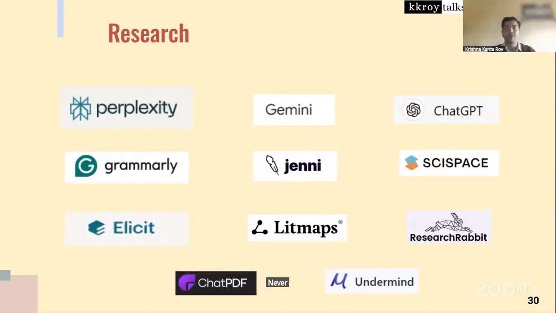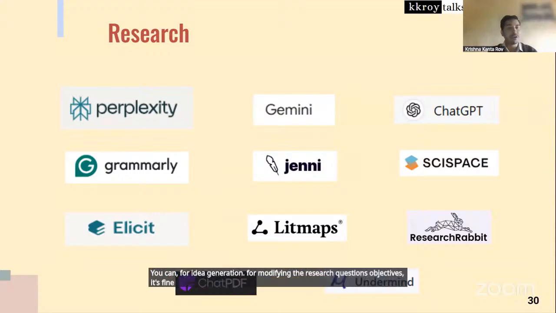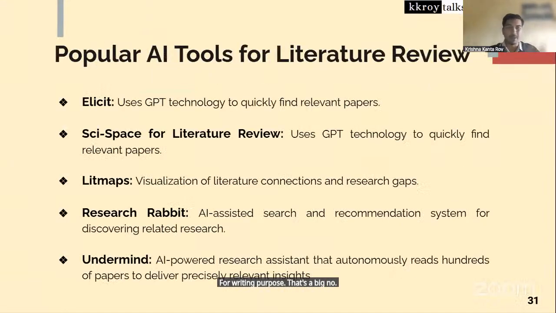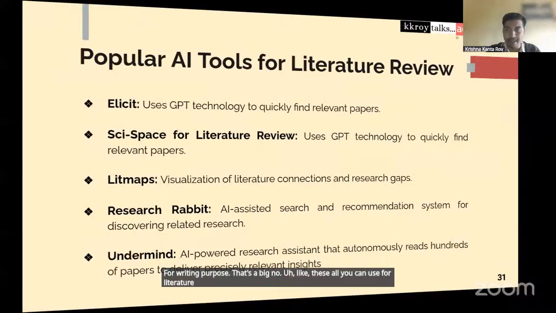Never use AI for writing a research paper. Never, ever use it. For idea generation, for modifying the research questions and objectives, it's fine, but do not use it for writing purposes. That's a big no. These you can use for literature review and all that.